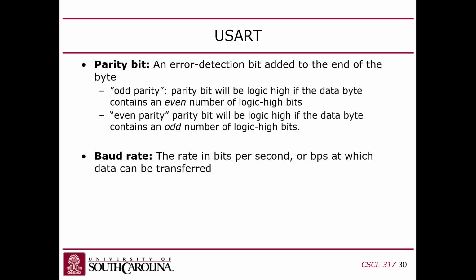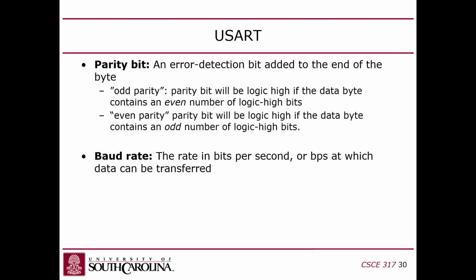So yeah, the odd parity is logic high if the data contains an even number of 1 bits, and it's low if the data byte contains an odd number, which seems counterintuitive. But the idea is that with odd parity, you want there to always be an odd number of 1 bits, including the parity bit. So if there was an even number of 1 bits in the data, then you put an extra 1 bit to make it odd. Does that make sense?